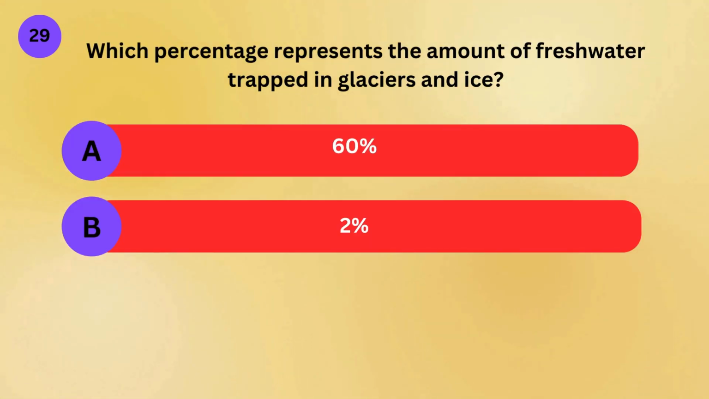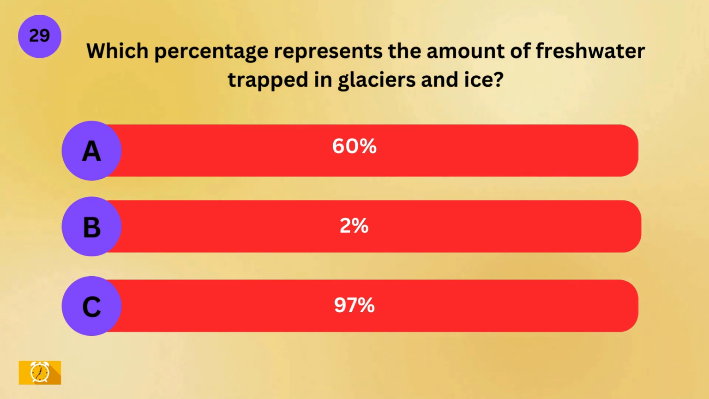Which percentage represents the amount of fresh water trapped in glaciers and ice? 60%, 2%, 97%.